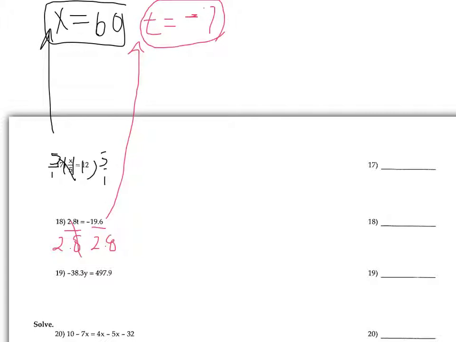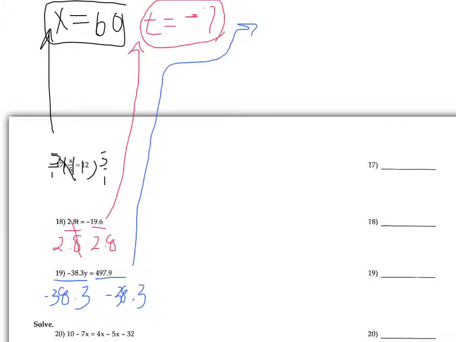So number 19, very similar. Negative 38.3y is negative 38.3 times y. Undo this with division, so divide by negative 38.3, divide by negative 38.3, and we'll go ahead and write the answer to that one up here. Here the 38.3's cancel, and we get y. On the other side, we have 497.9 divided by negative 38.3. We're going to get 13, so we get negative 13 is the answer to that one.